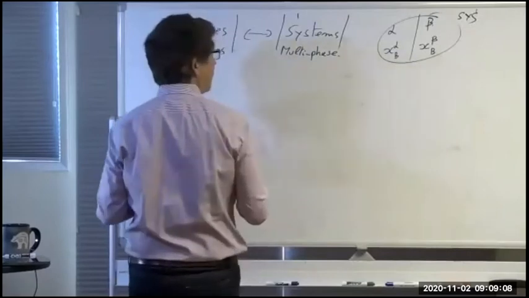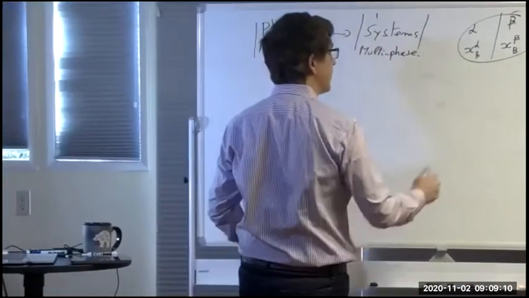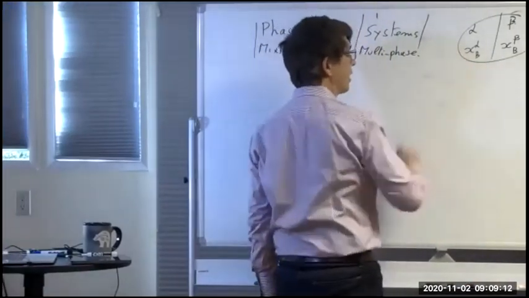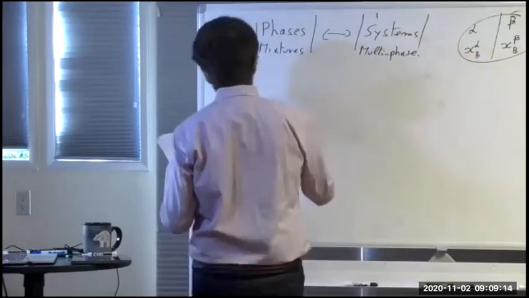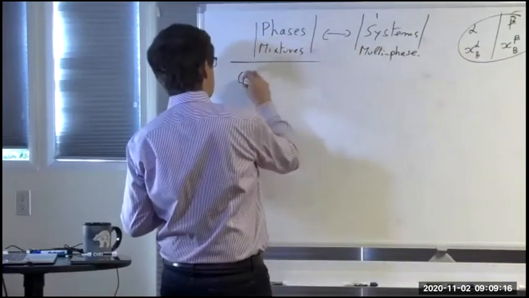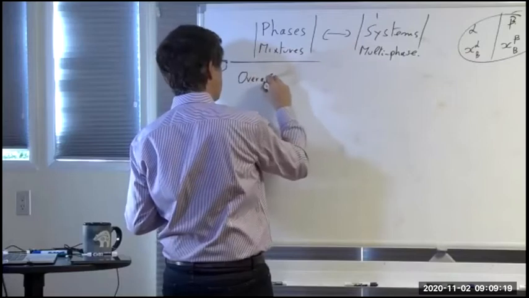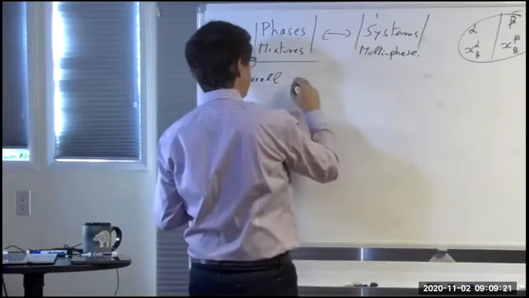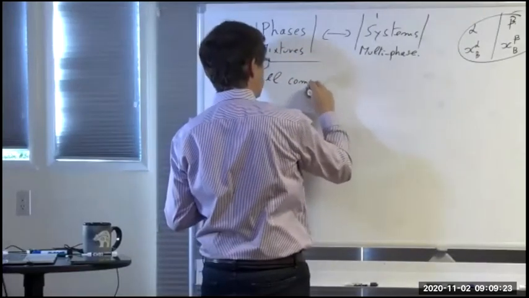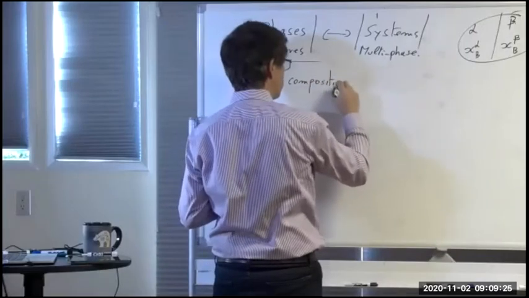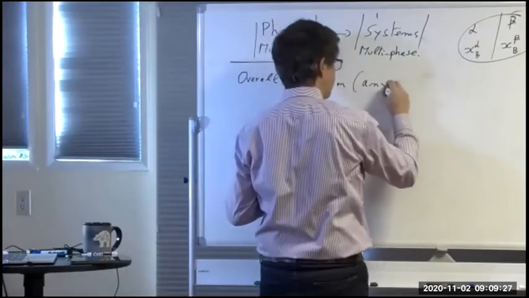So first of all, let's say I know the phases, I know how much I have, I know the composition. So how do I define the overall extensive variables? So I'll work with composition, but really you could also say any extensive variable.